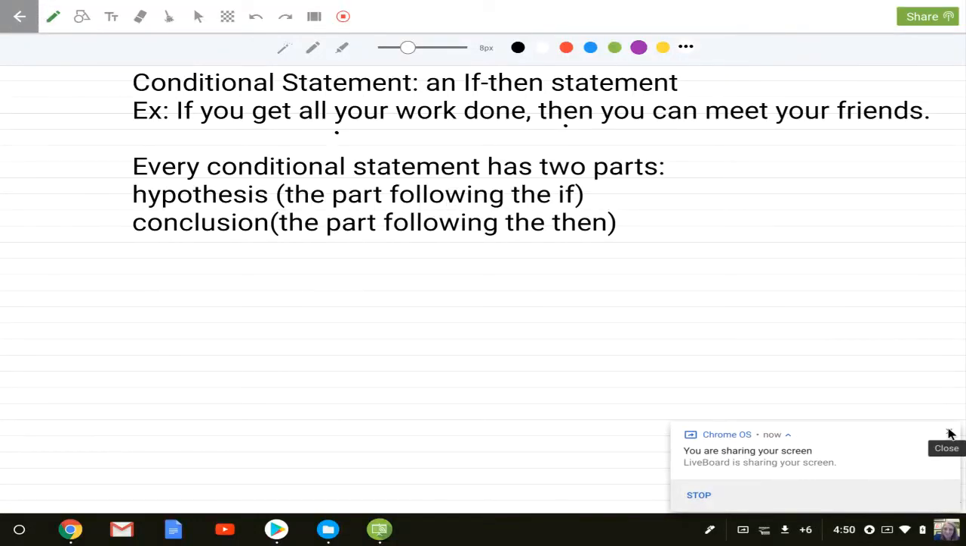Okay, welcome to Geometry. I'm trying out a new live board, an interactive whiteboard that can record this audio, so we're going to see how it works.